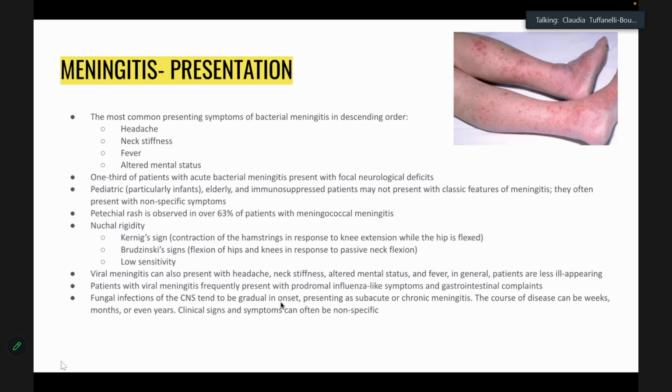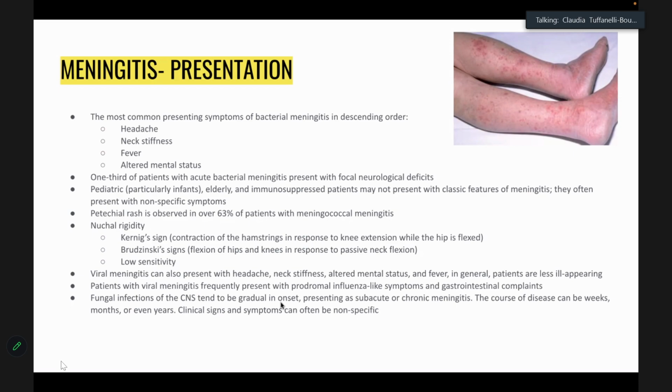About a third of patients that have bacterial meningitis will have a focal neurological deficit. So they'll have a blown pupil or they'll have a facial droop, something that will hint to you there being something going on within the brain. For pediatric patients, older patients, immunosuppressed patients, their symptoms just can be nonspecific. It's a lot harder to diagnose meningitis because it's just not as clear.